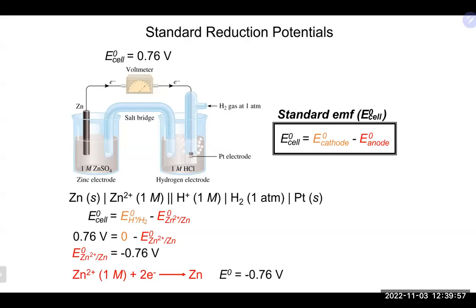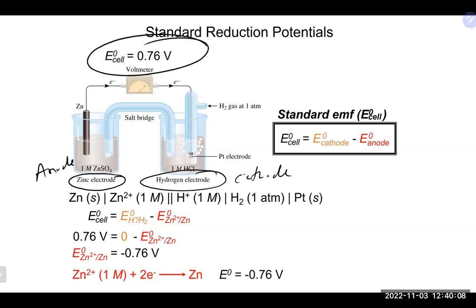In this particular case, here's our zinc. This is our anode. This is our standard hydrogen electrode, which is our cathode. And they hooked it up and got a cell voltage of 0.76 volts. They were able to figure out the values using this equation, which is an important equation. This is E of the cell, the cell voltage, which is E of the cathode minus E of the anode.